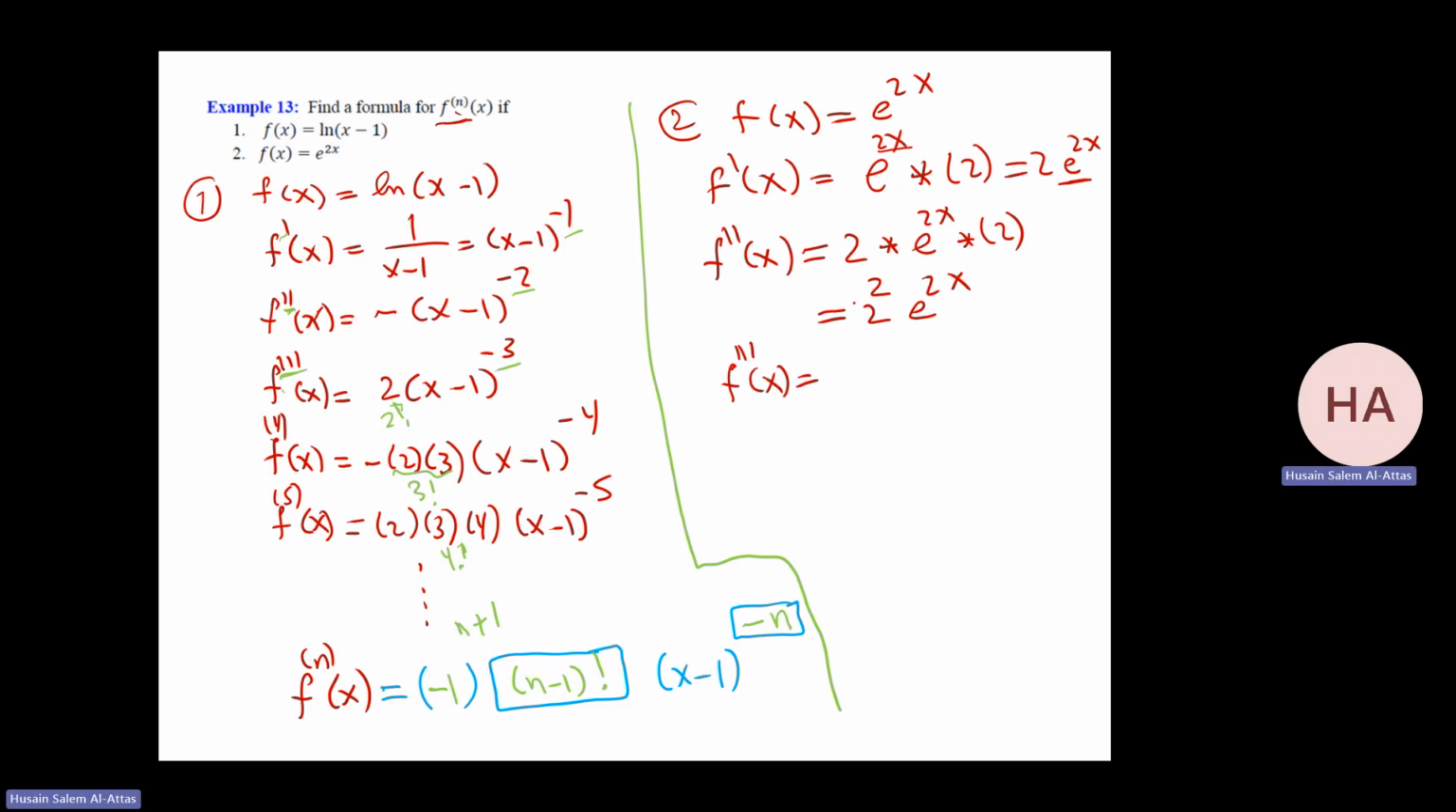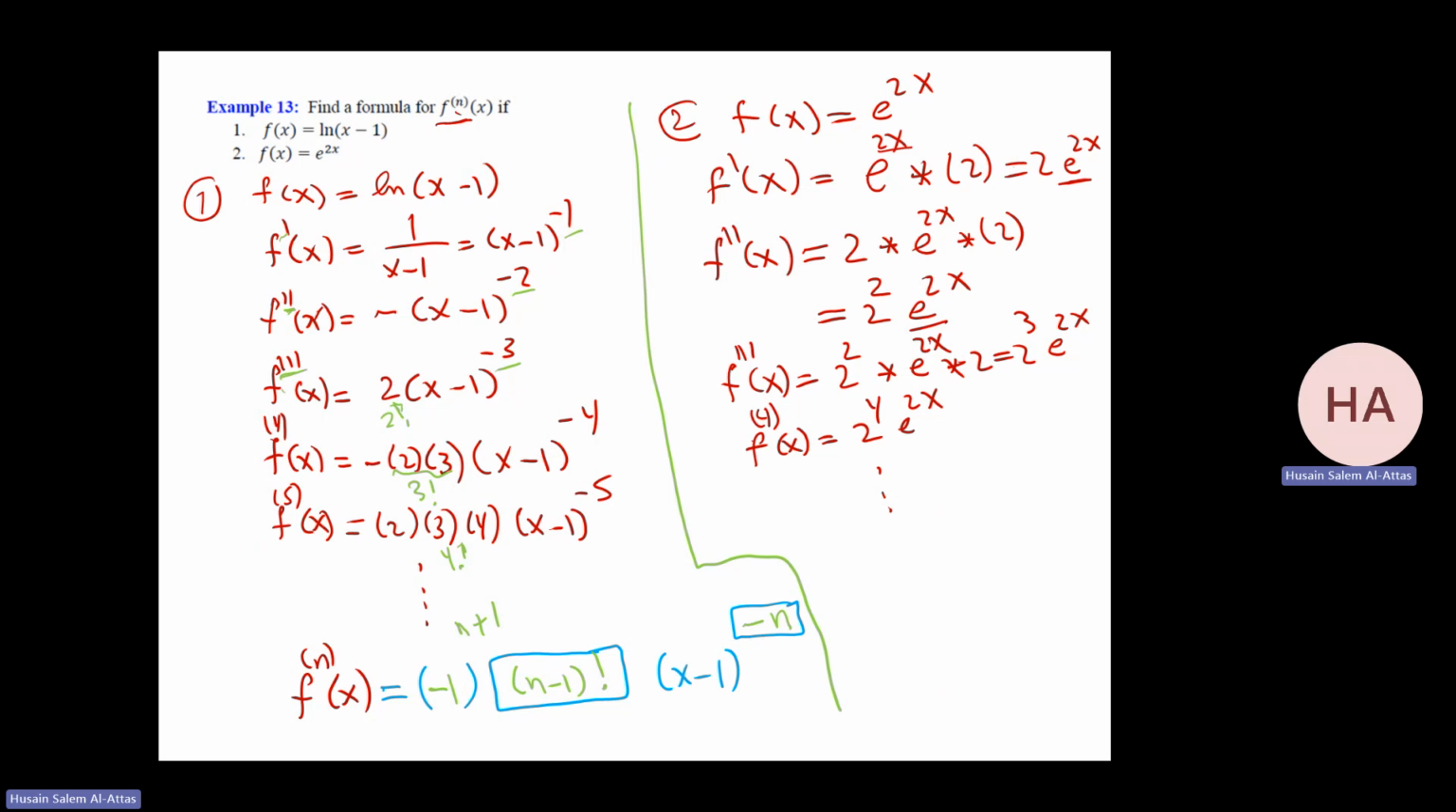Don't write it as 4. Make it in this format. So it will be 2 squared times the derivative of this, times 2. So it will be 2 cubed e^(2x). Now I can see the pattern. The fourth derivative will be 2 to the power 4 e^(2x).